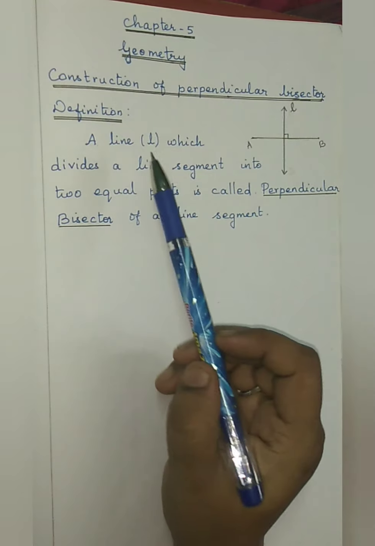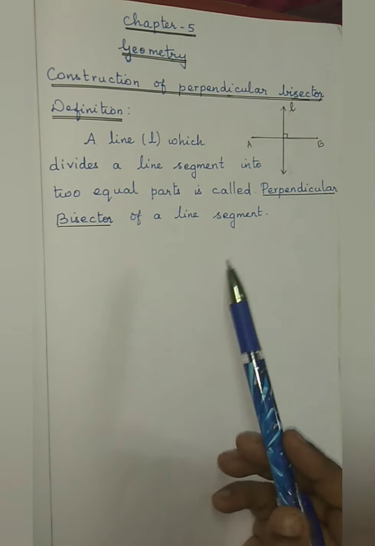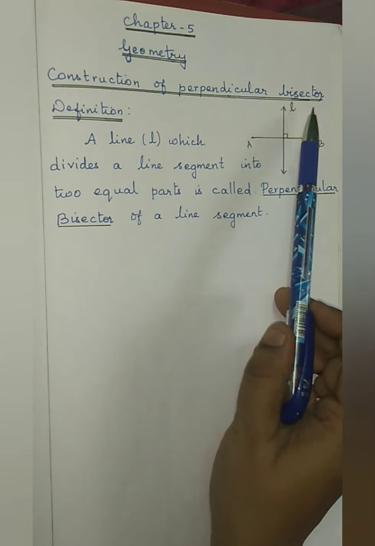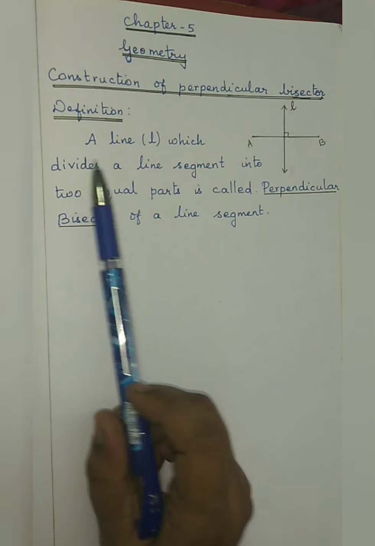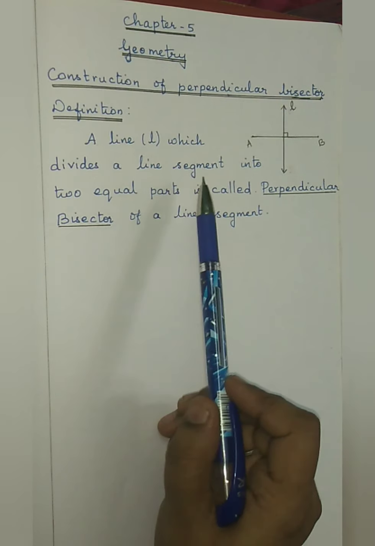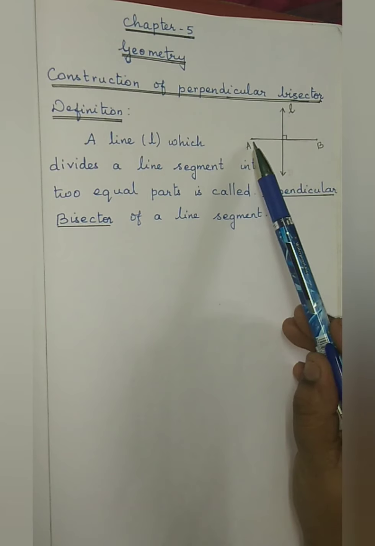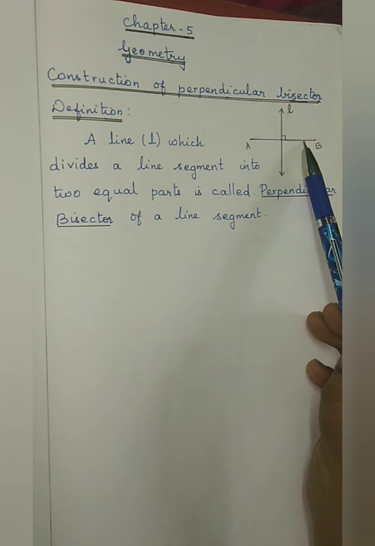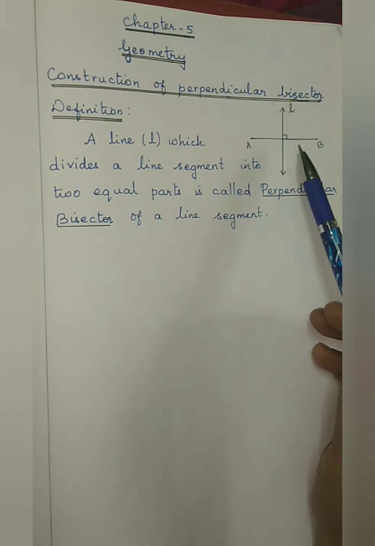Today we are going to see practical geometry. In practical geometry, our topic is construction of perpendicular bisector. So, what is a perpendicular bisector? Let's see the definition. A line L which divides the line segment into two equal parts is called the perpendicular bisector of a line segment.